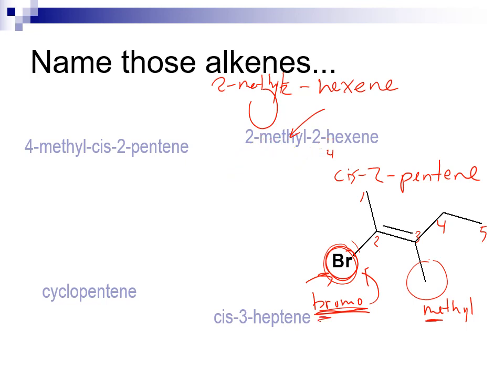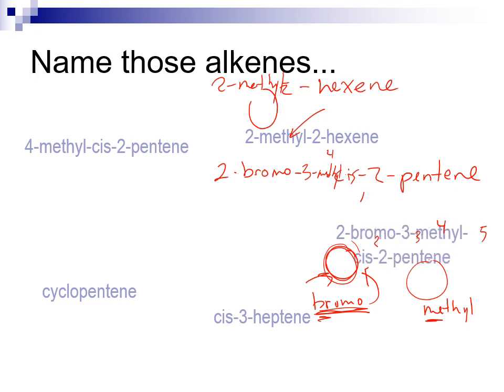Let's get rid of that. So 2-bromo and 3-methyl, also messy, cis-2-pentene. Let's put the name up so we can actually read it. 2-bromo-3-methyl-cis-2-pentene.